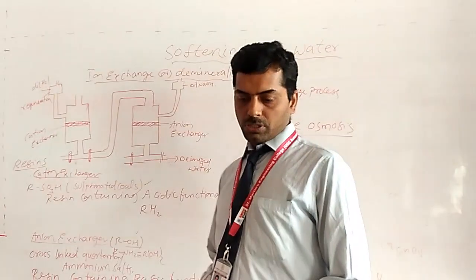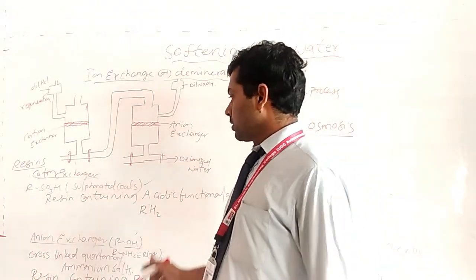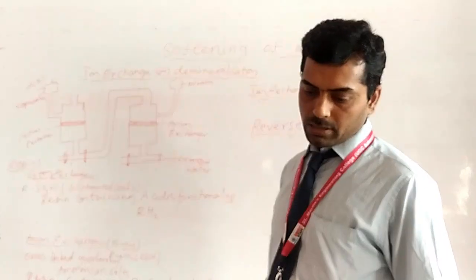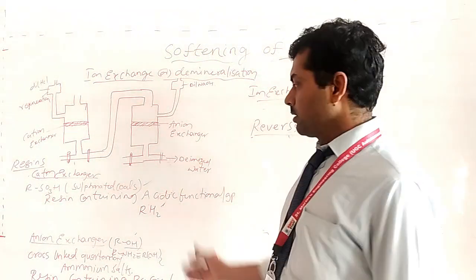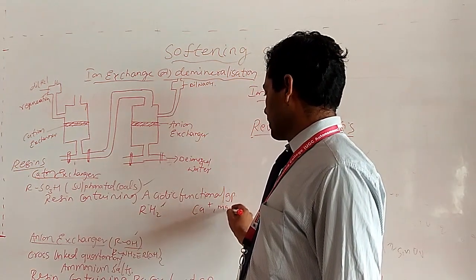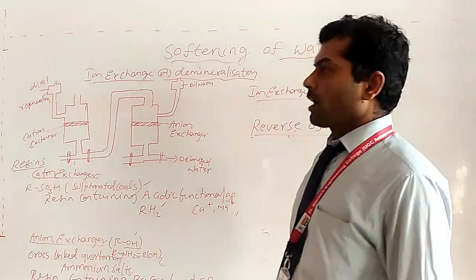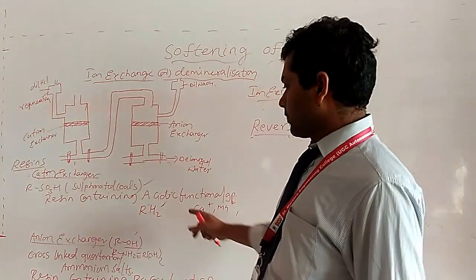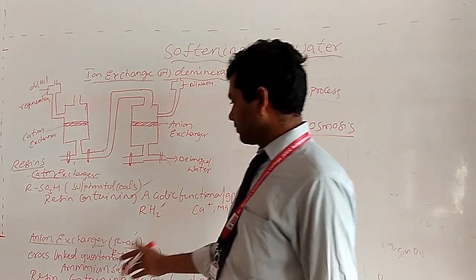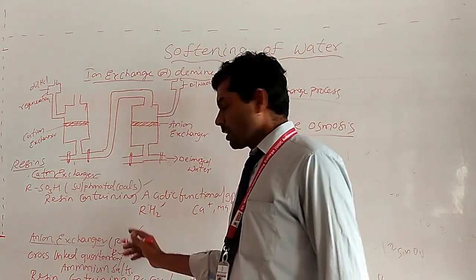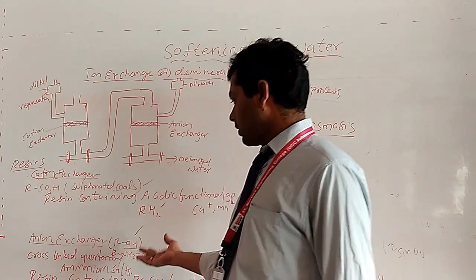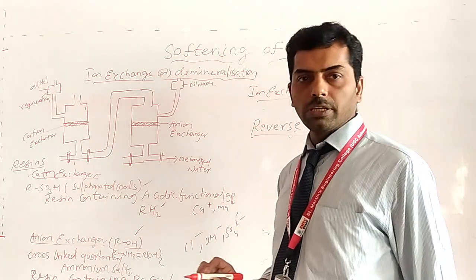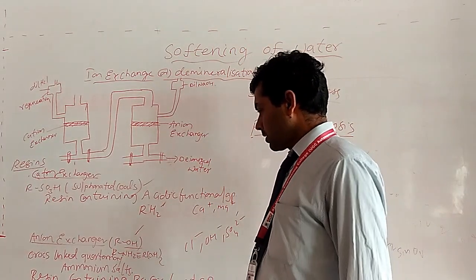So what is the function of these resins? We must know. The resin containing RH2 takes up all the cations and exchanges them with the H plus ions of the resin, removing all the cations like calcium, magnesium, and aluminium, whatever cations are present. Next, the function of the anion exchanger: here the functional group is ROH, and the OH minus ion in this anion exchanger will exchange all the anions, like Cl minus, OH minus, and sulfate SO4 2 minus, present in the water. So all the anions are exchanged in the anion exchange resin present in the right compartment.